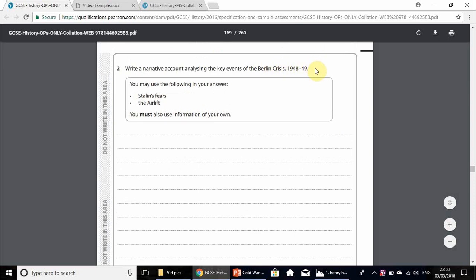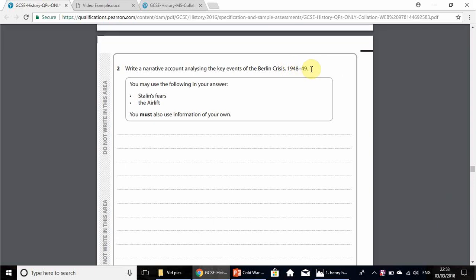What's really important here is that we look at the dates 1948 to 1949. So we're not talking about things that happened before 1948, like for example, you could have said the Potsdam Conference caused the Berlin crisis, but you're not going to do that. And you're not going to talk about anything after 1949, so you're not going to say the Warsaw Pact was an outcome of it. You're going to try to be very specific to the event that is in the question.